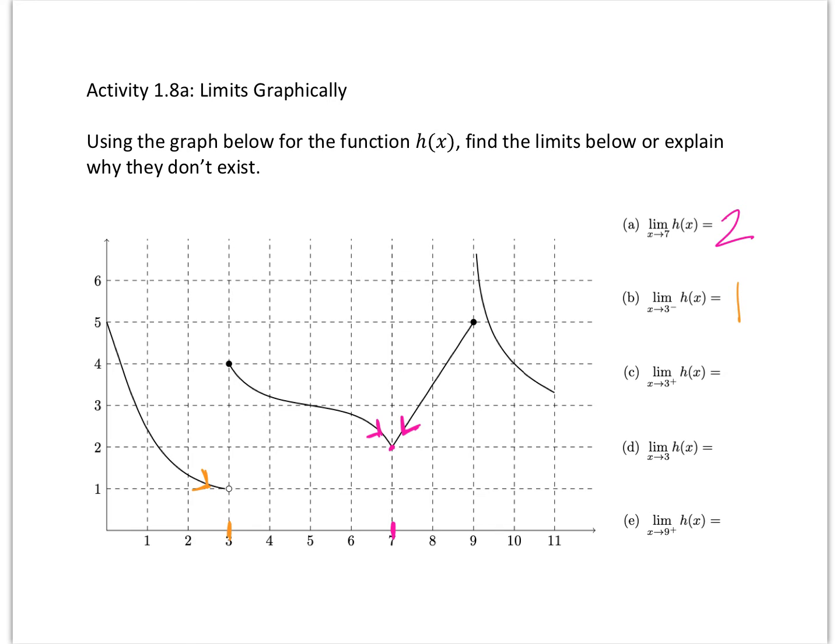Okay, what about the limit as x approaches 3 from the right? Okay, so here's 3 again. And this time I'm going to put a little ant on the graph just to the right of 3. And as this little ant marches along the curve towards x equals 3, it's approaching a y value of 4. Okay, and then because the limit as x approaches 3 from the left and the limit as x approaches 3 from the right are not the same value, the limit as x approaches 3 does not exist.